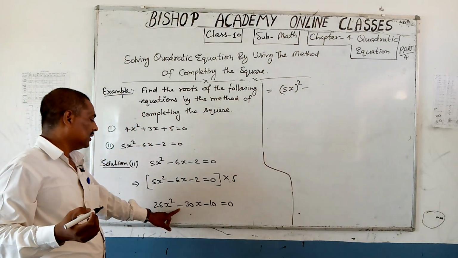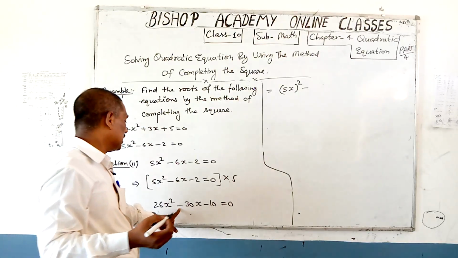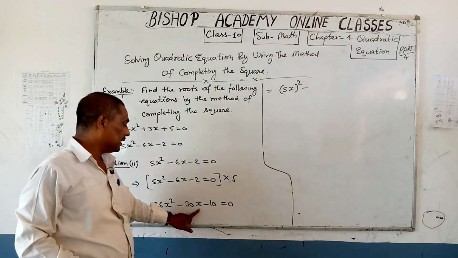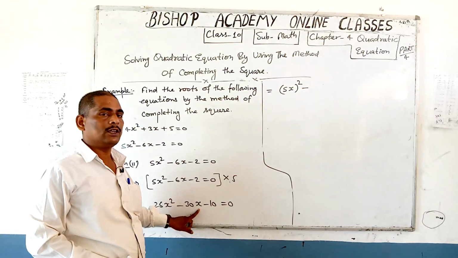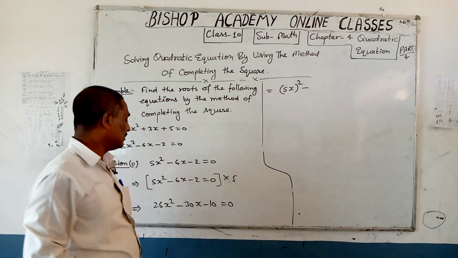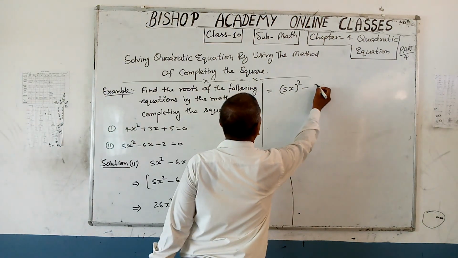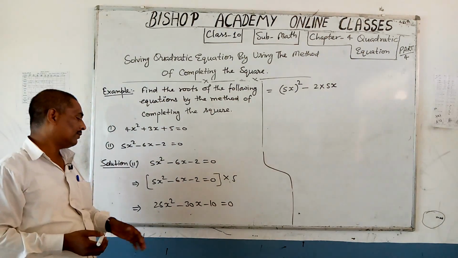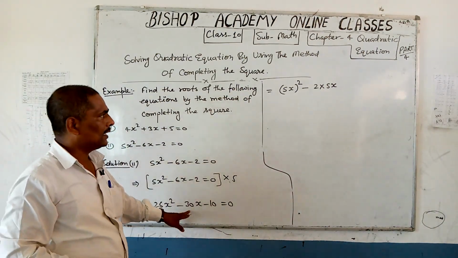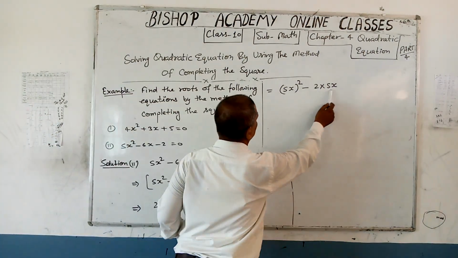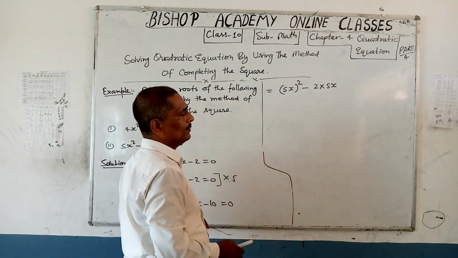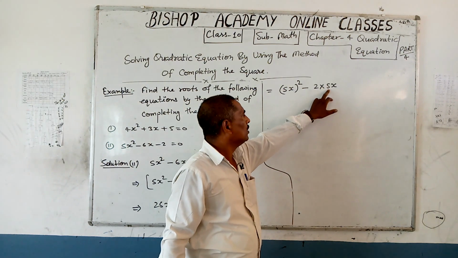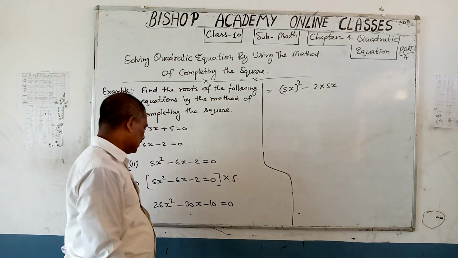Now you can see here the sign of negative you will take down, here minus, but you will not take down 30x. What will you do? In the place of 30x, you will write 2 multiply 5x. You know that the product of 2 and 5x will be 10x. The product of minus 2 and 5x is minus 10x.